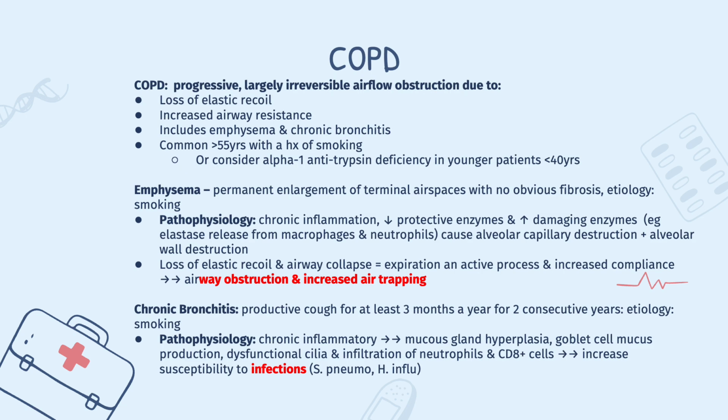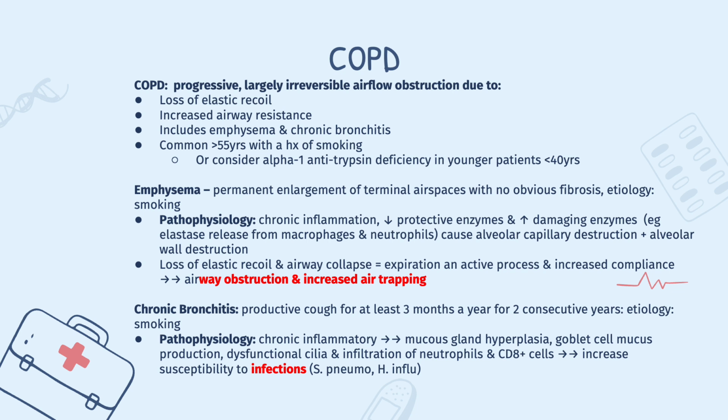Okay, moving from asthma to COPD exacerbation. So as we remember, COPD is progressive, largely irreversible airflow obstruction. It's due to loss of elastic recoil and increased airway resistance. This includes emphysema as well as chronic bronchitis. A common patient presentation is somebody greater than 55 with a significant history of smoking.